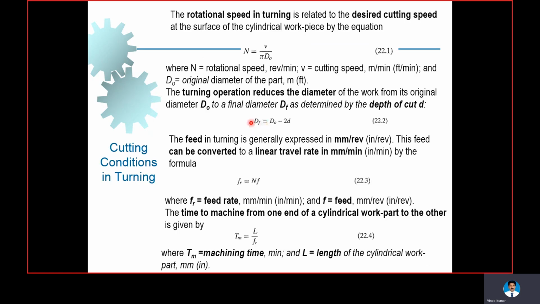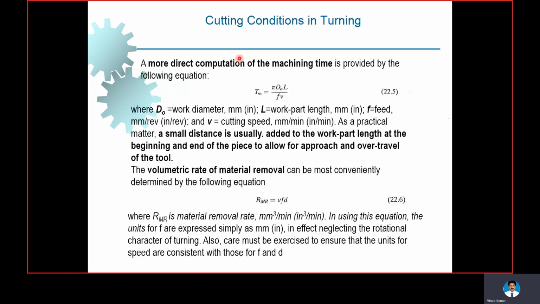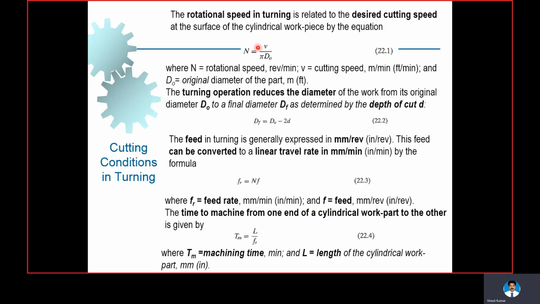Then what are the equations applied for a turning machine as cutting conditions of turning? As I explained before, the speed of rotation is calculated as N = v / (pi D0). D0 is the original diameter, v is the cutting speed in meters per minute, and N is the rotational speed. So the final diameter equals the initial diameter minus 2 times the depth of cut. Using this, we can find the final diameter.